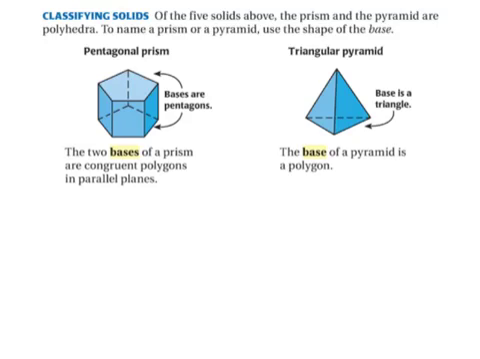So the two bases of a prism are congruent polygons in parallel planes. So these are congruent polygons. They are in parallel planes, so they would be the base. Here I have the base of the pyramid as a polygon. So here I have a triangular pyramid because the base is a triangle.